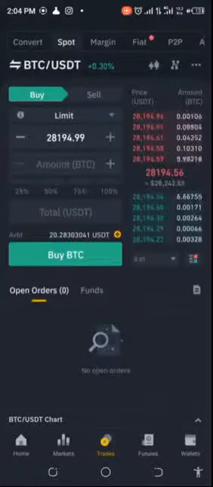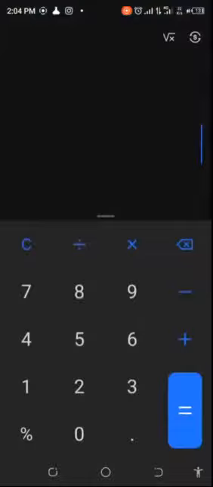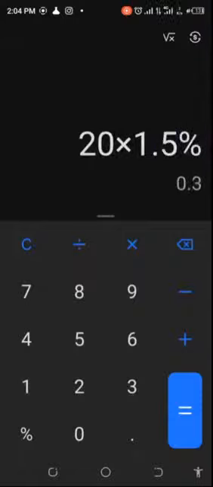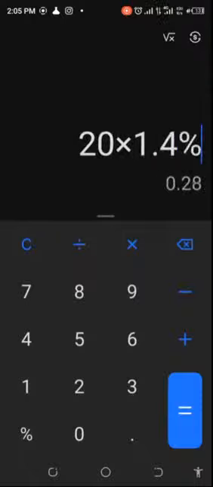This is awesome. So let's go and check what exactly we have made. Let's check what percentage that will be. So let's say $20 times, let's just say 1.5. I'm just going to check that out. Don't mind me and my mathematics. Okay, almost 1.5. I think that's 1.4. This was a triangular arbitrage. It gave us a 1.4% profit.